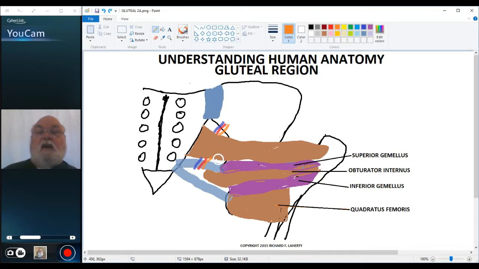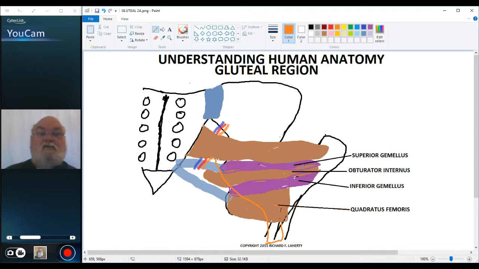Now that I have these lateral rotators sketched in, I'm going to sketch in the sciatic nerve. And the sciatic nerve enters the area through the greater sciatic foramen, passing inferior to piriformis. It then angles laterally before turning inferiorly. So it's really an S-shaped nerve, an S-shaped course through the gluteal region.